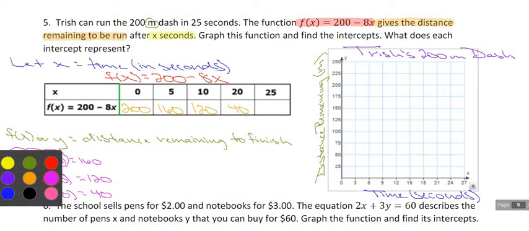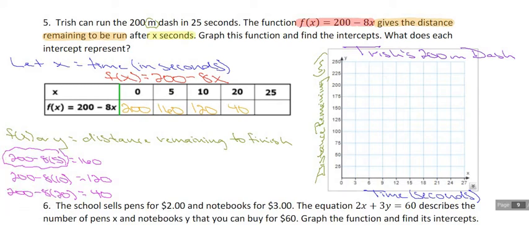And then if I do the 200 minus 8 times 25, 8 times 25, that's going to give us 200, so that's going to be 0.